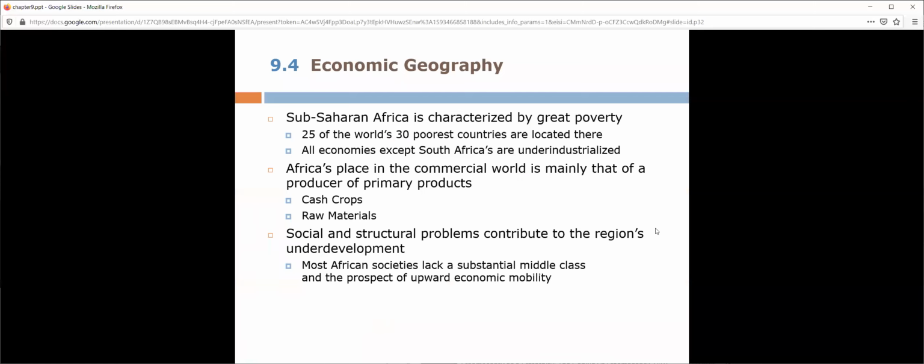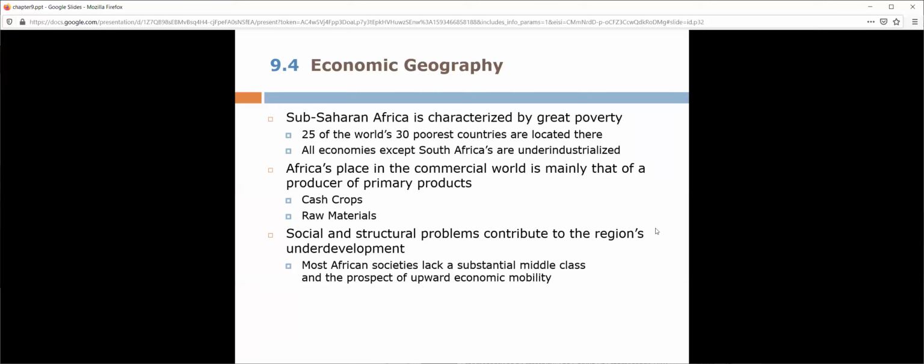Sub-Saharan Africa you could characterize as having great amounts of poverty. I'm sure it's not going to be too surprising to you. 25 of the world's 30 poorest countries are located there. All the economies except for South Africa's are under-industrialized. Again, I'd say Ethiopia's up there with South Africa, but South Africa is unique even amongst these conversations.